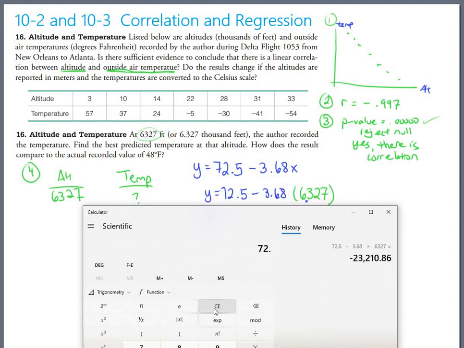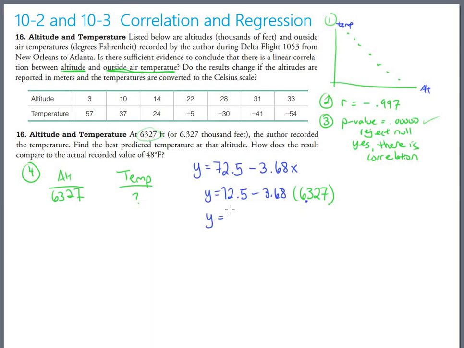Let's do 72.5 minus 3.68 times 6.327. Okay, so now we're getting a more reasonable answer of about 49.2 degrees. 49.2 is the prediction from our equation. So that's the predicted temperature. So that was number 4.